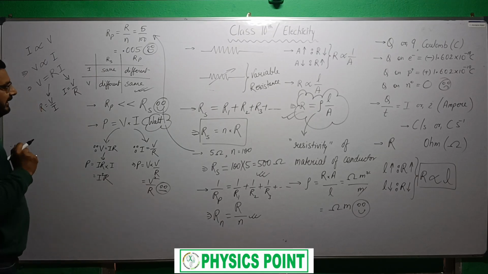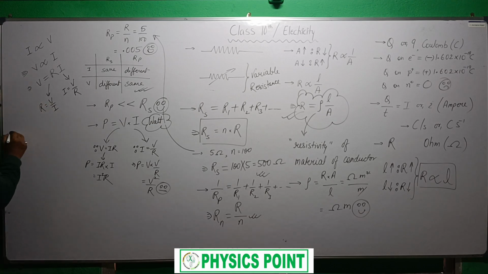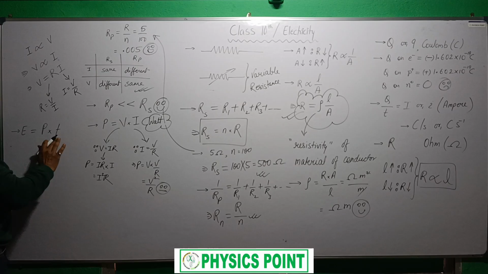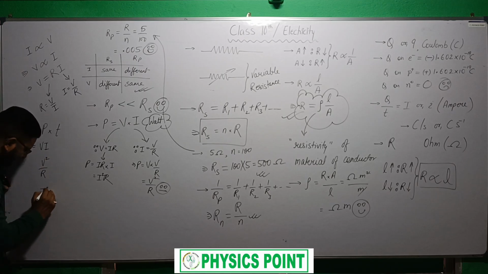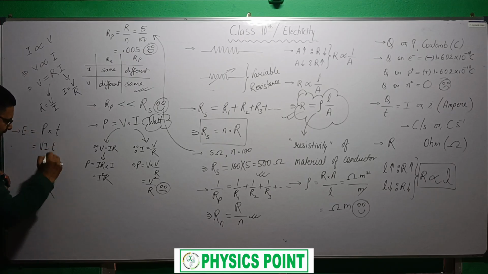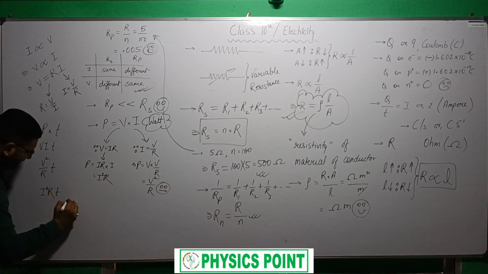Now, what happens if we multiply power by time? We will get electric energy. What is electric energy then? Electric energy is simply the product of power and the time duration for which a device is used, and time we take in seconds. So we have power as VI, power as V square by R, and power as I square R. So VIT, V square by R T, I square R T.